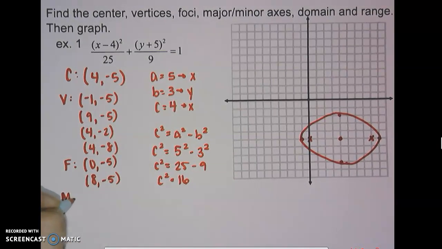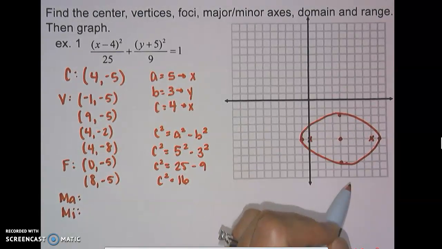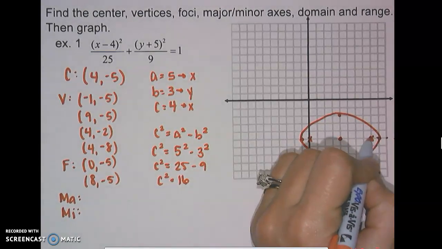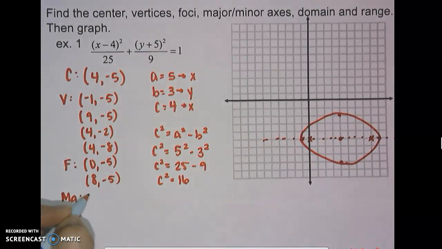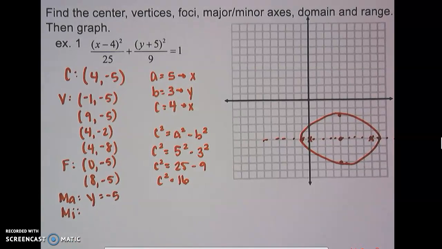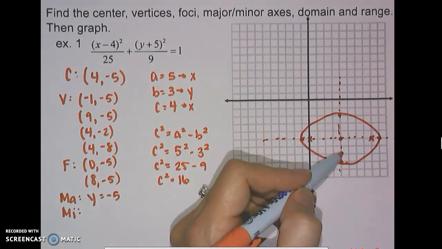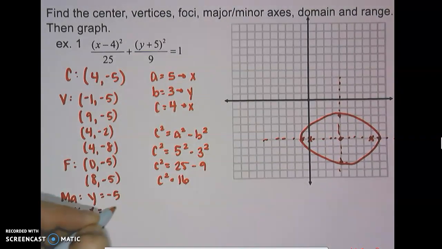Next is to find the major axis and the minor axis. So we use MA for major and MI for minor. In this graph, which one of these axes would be longer? That's going to be the major axis. So it's going to stretch more this direction. So we're going to dash that into our graph. That crosses the y-axis at -5. So y equals -5 is our major axis. The minor axis is going to be the one that's shorter. So this is short and fat, so this is our minor axis here. It crosses the x-axis at +4, so our minor axis is x equals 4.